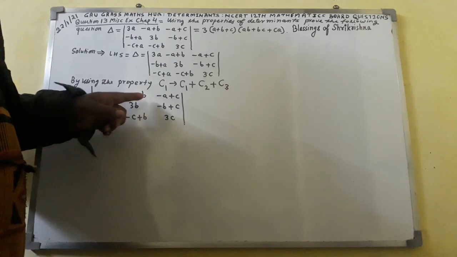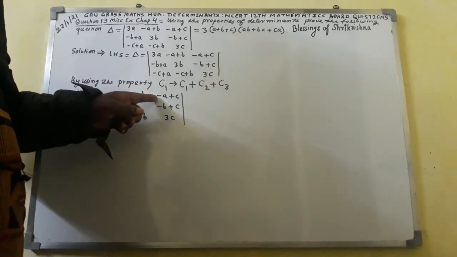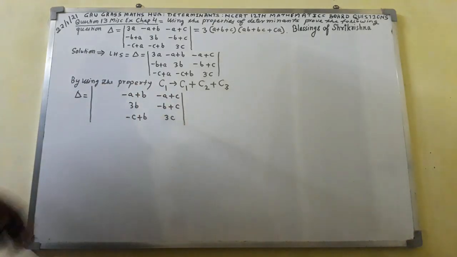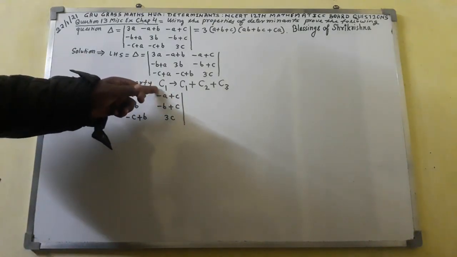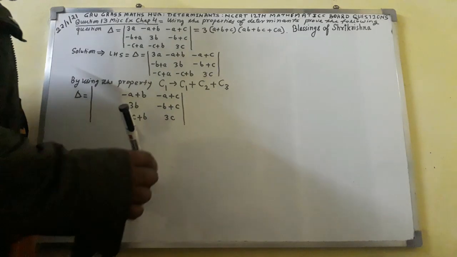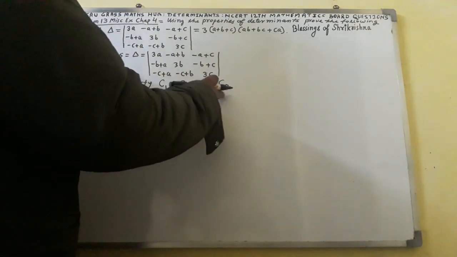Minus a plus b, 3b, minus c plus b; here minus a plus c, minus b plus c, 3c I have written. C1 goes to, this means that changes will occur only in the first column. Let us see what changes will occur. C1 goes to C1 plus C2 plus C3.